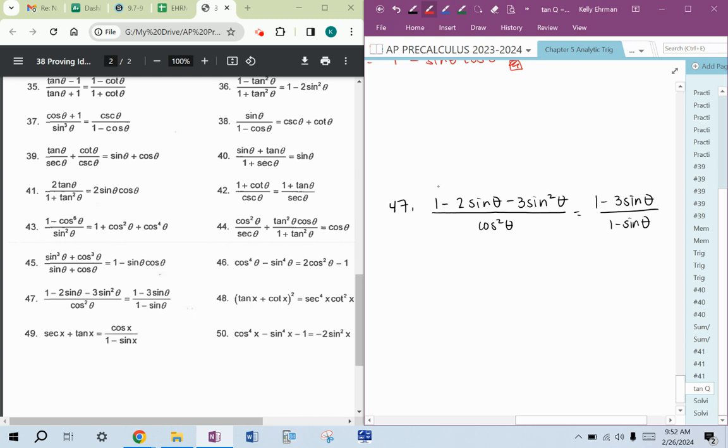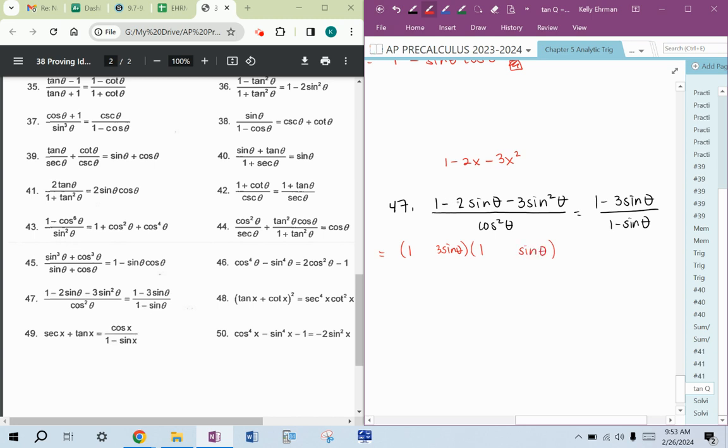Even though I don't see exponents higher than 2, I do see a trinomial here. So that's another indicator to factor. Remember, you can factor this just like what if it were 1 minus 2x minus 3x squared. So you can split 1 into 1 and 1. 3 sine squared is going to be 3 sine theta and sine theta.